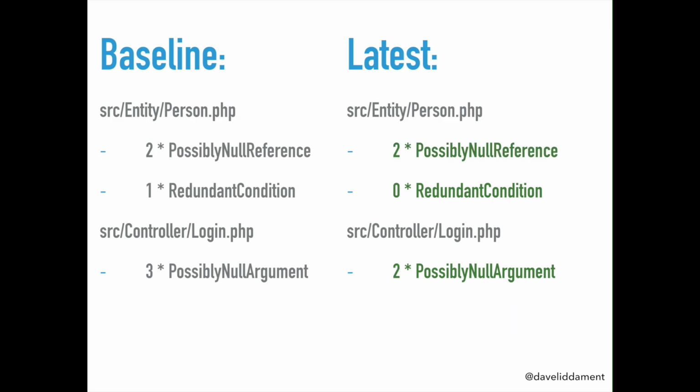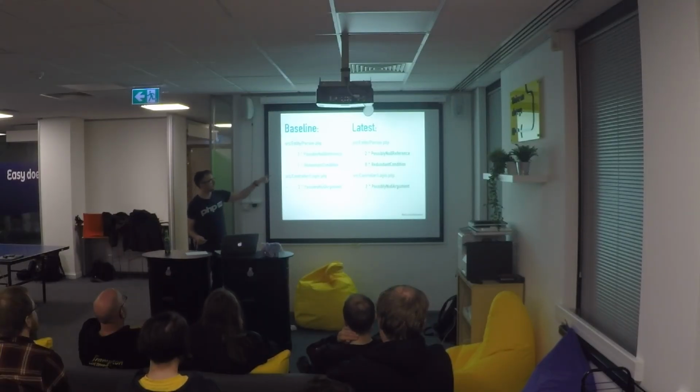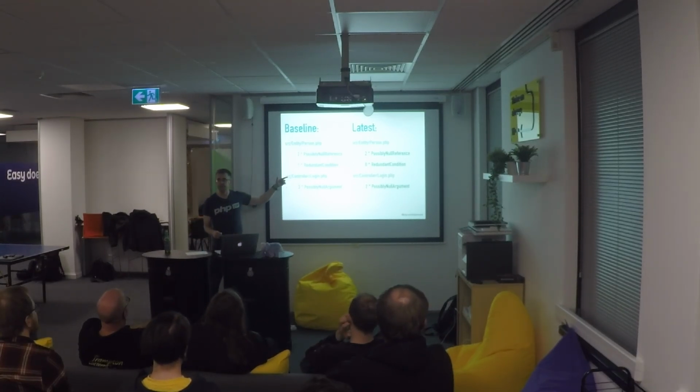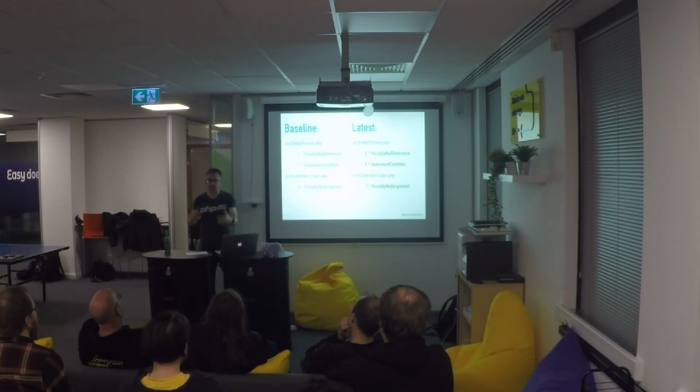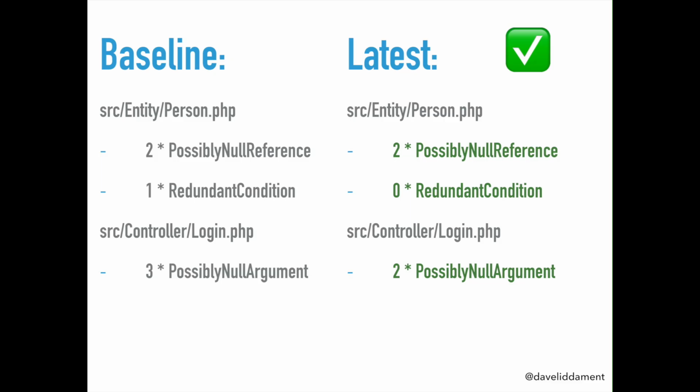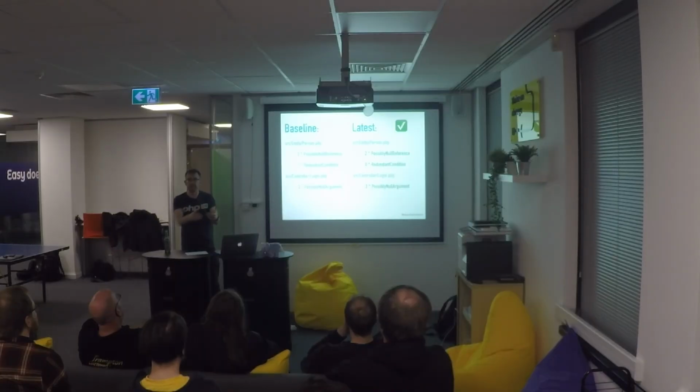But if our baseline was same again, and in our latest run everything is either the same or fewer, then this would be a pass. So in every case, we've either got the same number of issues, or we have fewer issues. We don't have a redundant condition, and we used to have 3, and now we've got 2. So we're slowly making things better. So this way of doing baseline, this would count as a pass because we haven't got as many issues as we had previously.